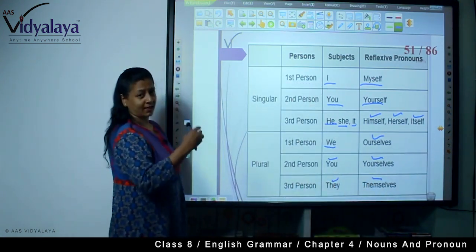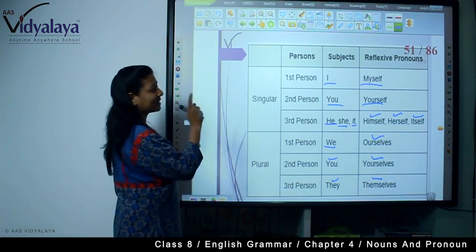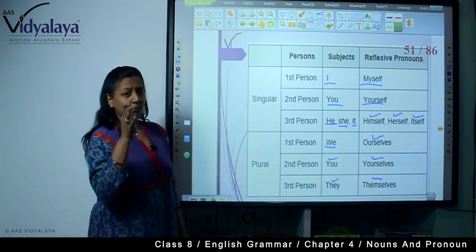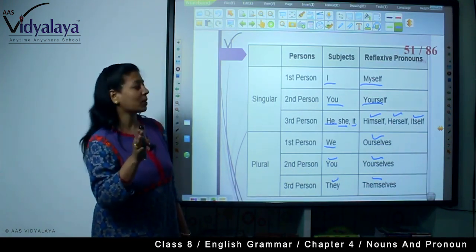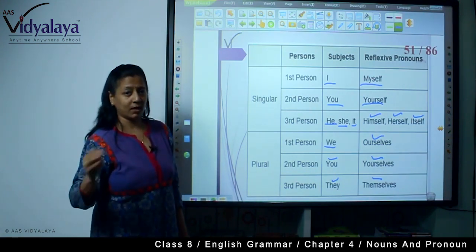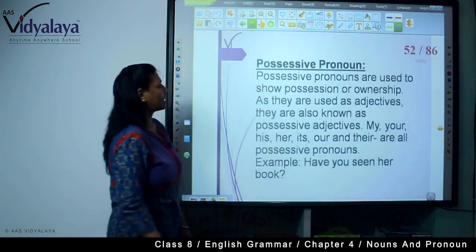Just as you have seen in the reflexive pronoun, this is a chart you will have to learn. If there is a myself that is not a subject, that is the reflexive pronoun. I have done it. I myself have done this. Understood? So, these all come under reflexive pronoun.